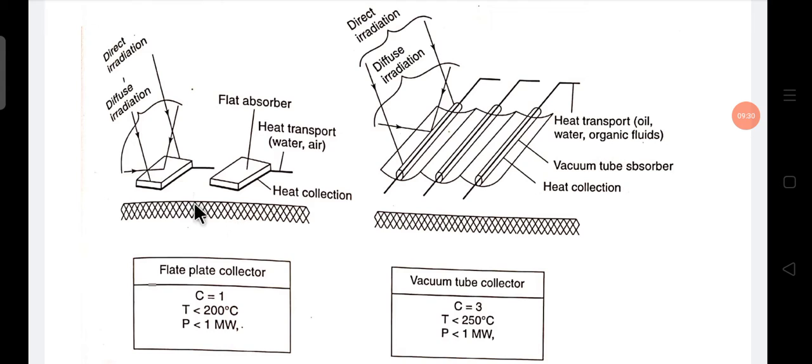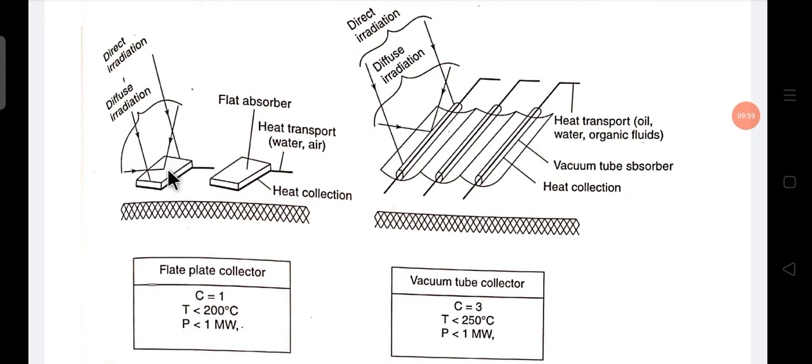This is the flat plate collector, okay. Previously we have discussed the flat plate collector. What is the flat plate collector? A plane reflector is there, okay. And in that reflector, there is a rod, an absorbing rod, okay.